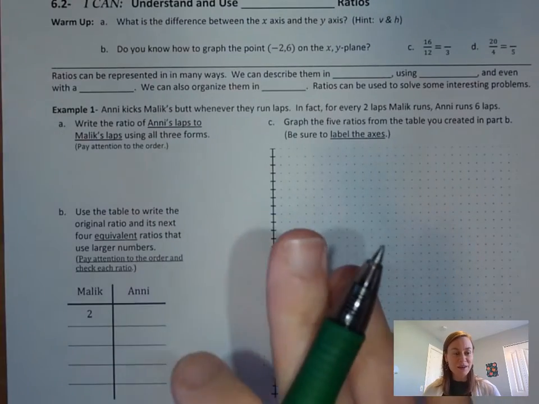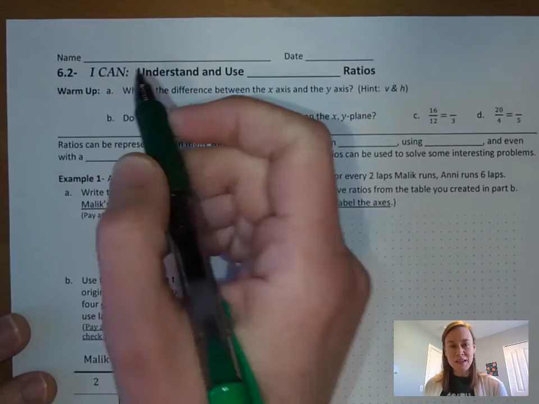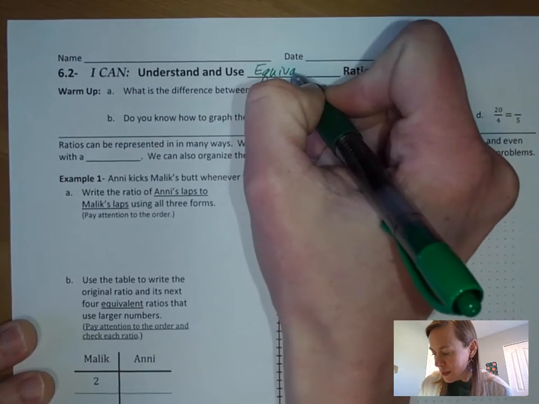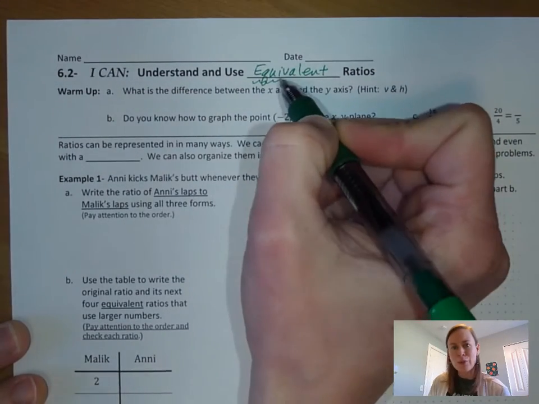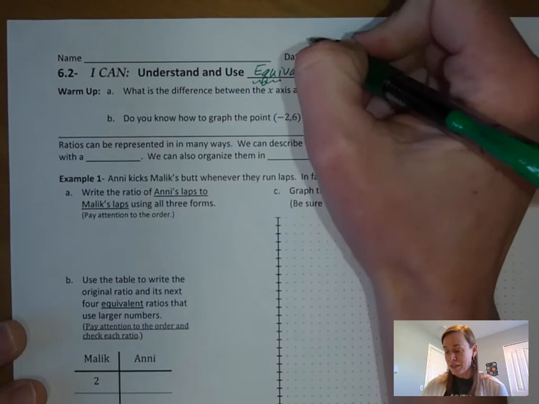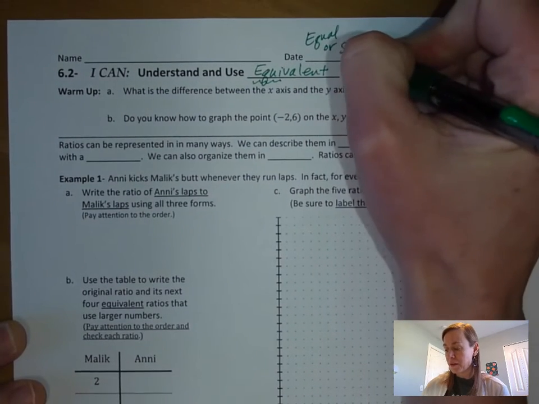Okay, let's get started with our I can statement. 6.2, I can understand and use equivalent ratios. Now you may be able to guess what this word equivalent means by this whatever at the beginning. Equivalent basically just means equal or the same. All right.